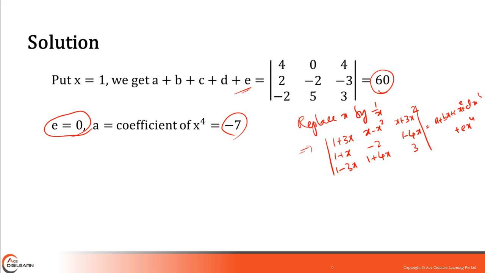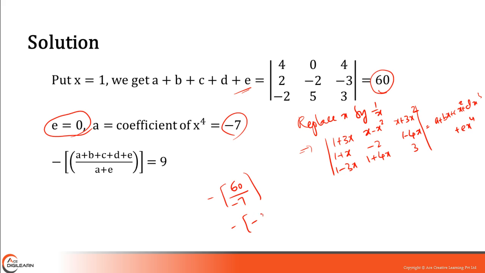7. So we need the step of (a plus b plus c plus d plus e) by (a plus e), which is minus of the step of 60 by a, which is minus 7, and e is 0 anyway. So minus of, we get minus 8 point some value, whose step is minus 9. So minus of minus 9 is 9, that is its value.